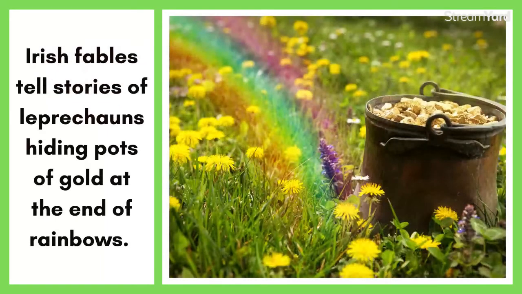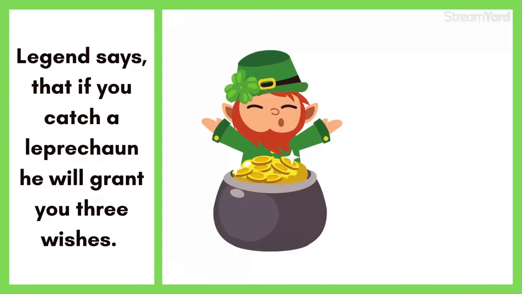Irish fables tell stories of leprechauns hiding pots of gold at the end of rainbows. They like to hide their pots of gold at the end of the rainbows, and they were very rich. So when you talk about pots of gold with leprechauns, they had lots of money. Legend says that if you catch a leprechaun, he will grant you 3 wishes.